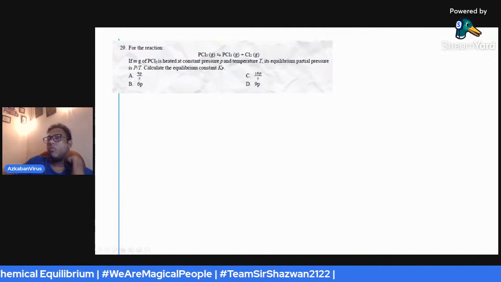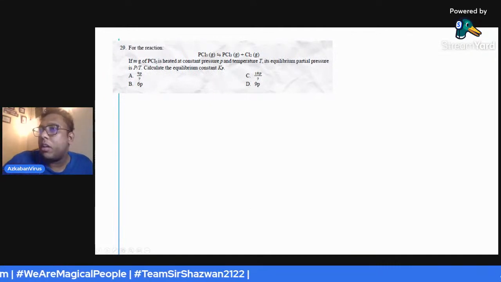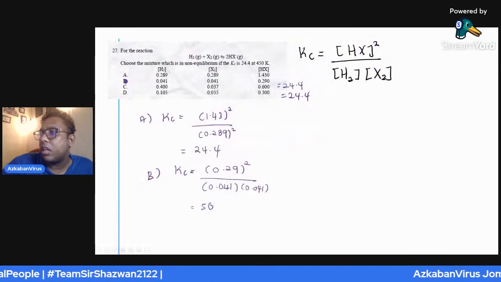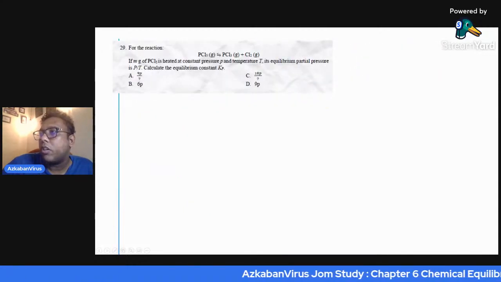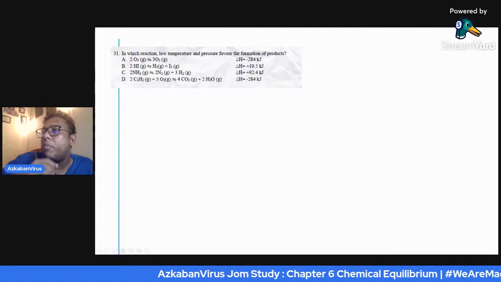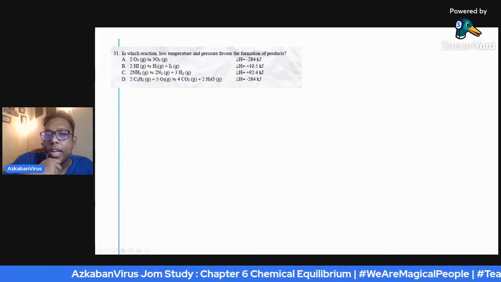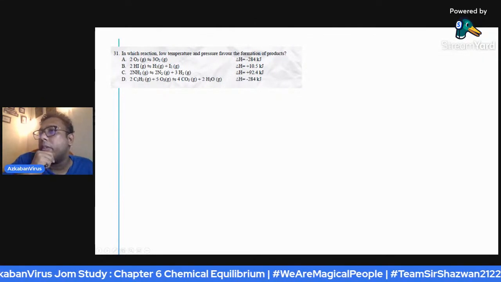Saya rasa saya stop dulu untuk malam ni. Otak saya pun dah blur dah. Dia calculate kan otak saya. Kalau mau buat pun, kita buat soalan yang teori macam ni je dulu.